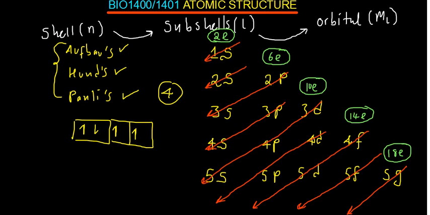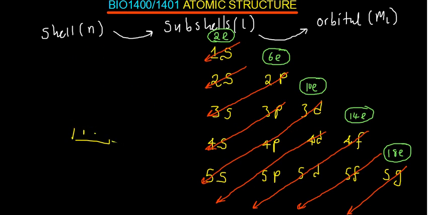So these basically are the three principles I've talked about. Now let's apply them to write the electron configuration of atoms. We are going to start with the hydrogen atom, and atoms of chemical or biological importance, since this is biology.